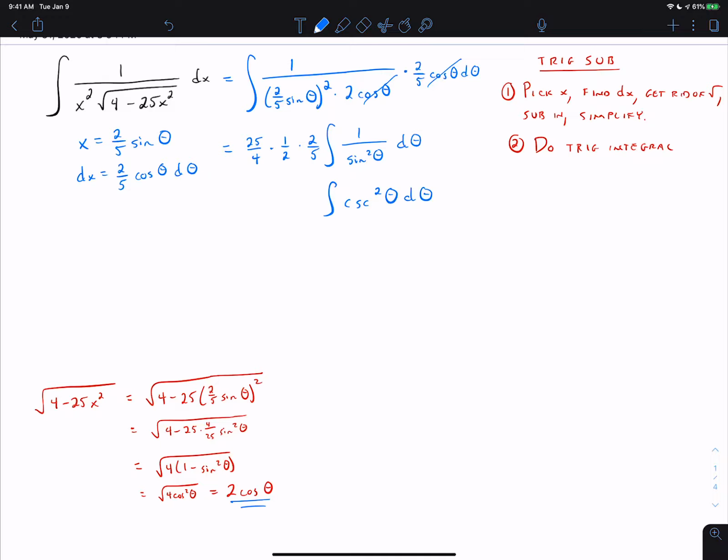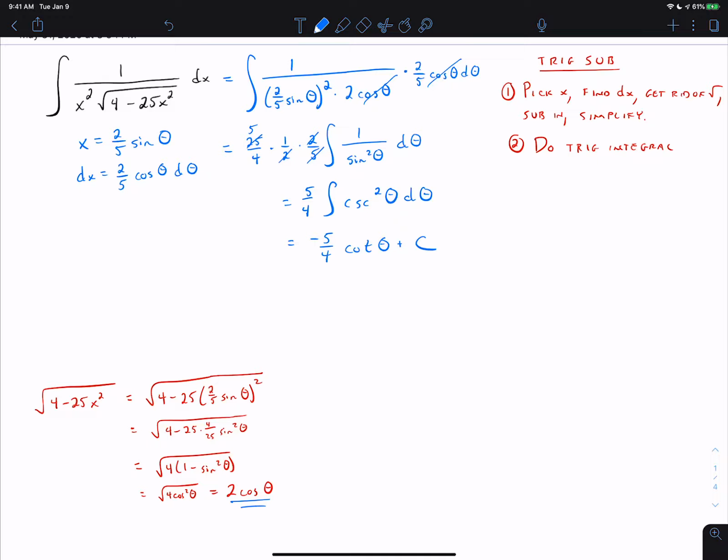We're also going to simplify the fractions outside, so the 2's cancel, the 5 cancels with the 25, so we get 5 over 4 outside of the integral. The integral of cosecant squared theta is negative cotangent, so we get negative 5/4 cotangent theta plus c. So that's step 2, is to do the trig integral.